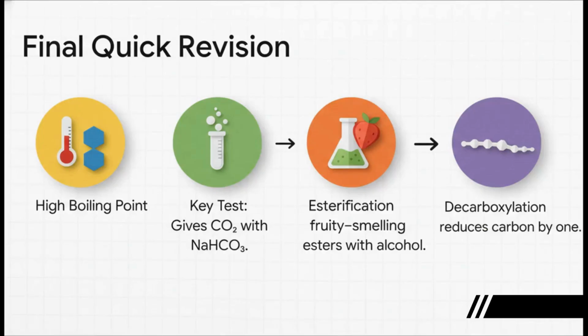And now for your final rapid-fire revision. Ready? High boiling point. It's because of H bonding and dimers. The key distinguishing test. It gives off CO2 with sodium bicarbonate. React it with an alcohol, you get fruity-smelling esters. Heat it with soda lime. You lose 1 carbon and the chain gets shorter. That is the core of this entire topic, right there.